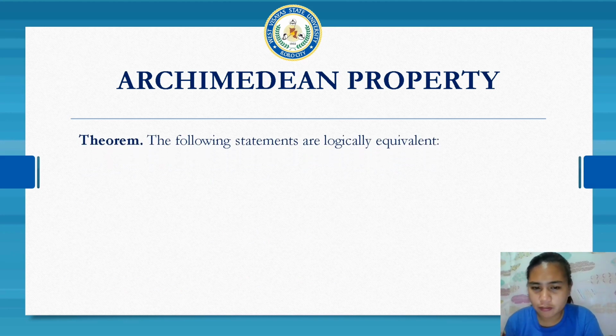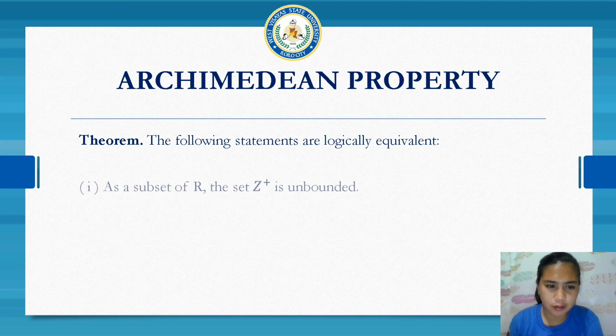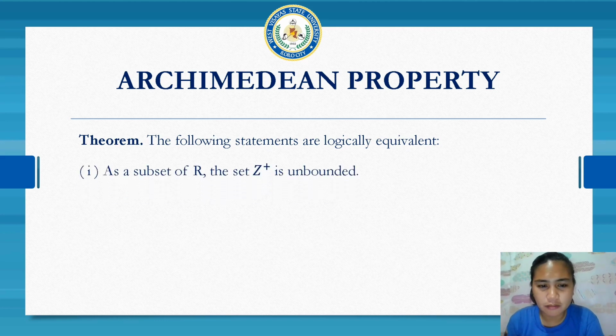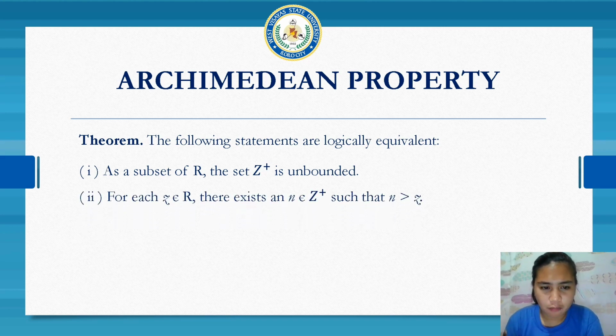For equivalent statements, we have the first one. A subset of R, or the real numbers, the set Z plus, the positive integers, is unbounded. For each element z of R, there exists an element n of Z plus such that n is greater than z.